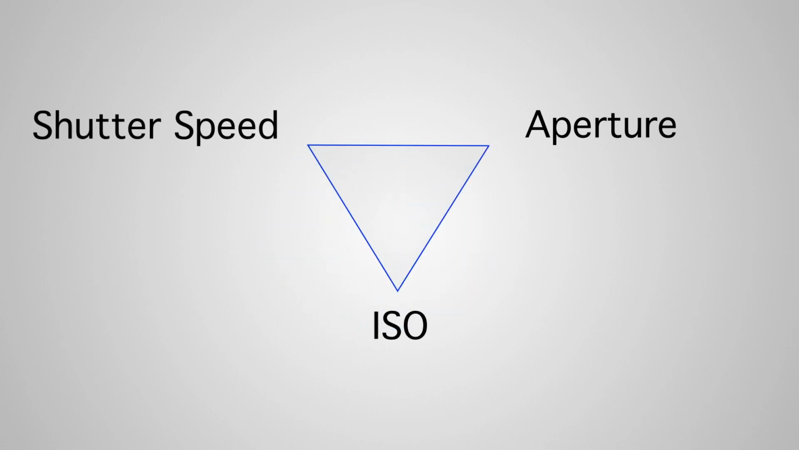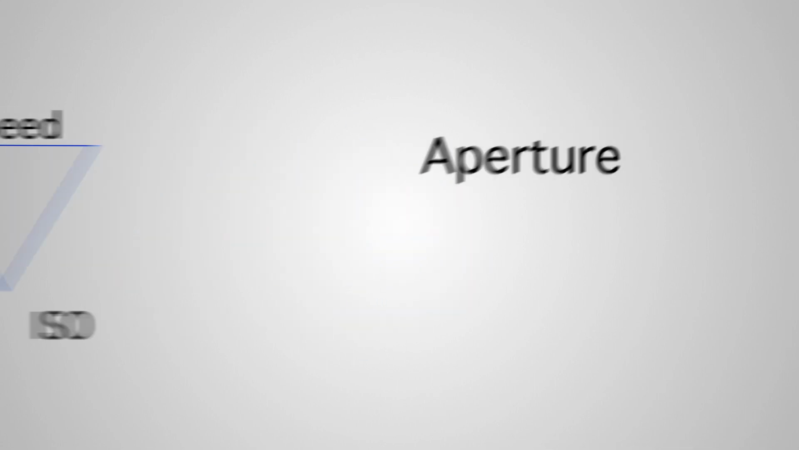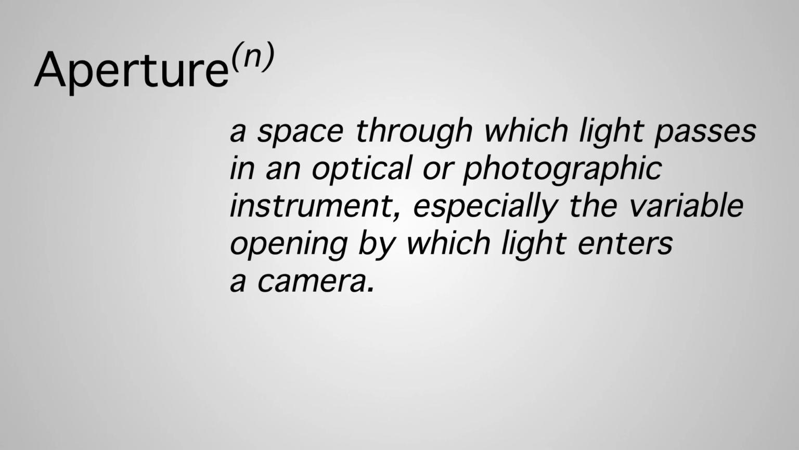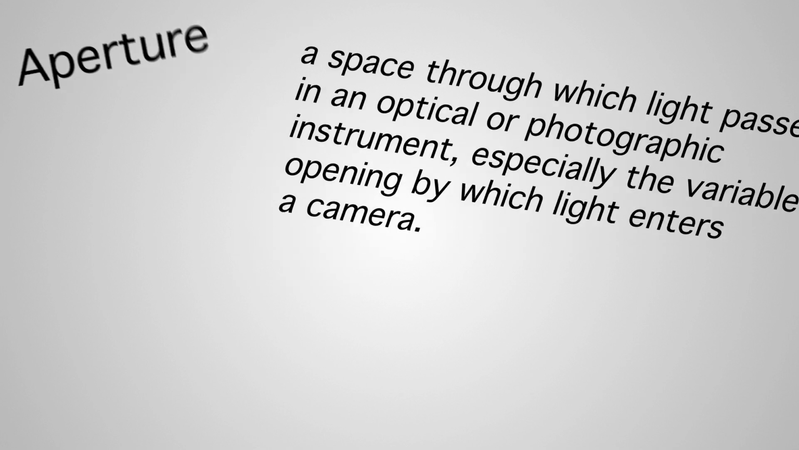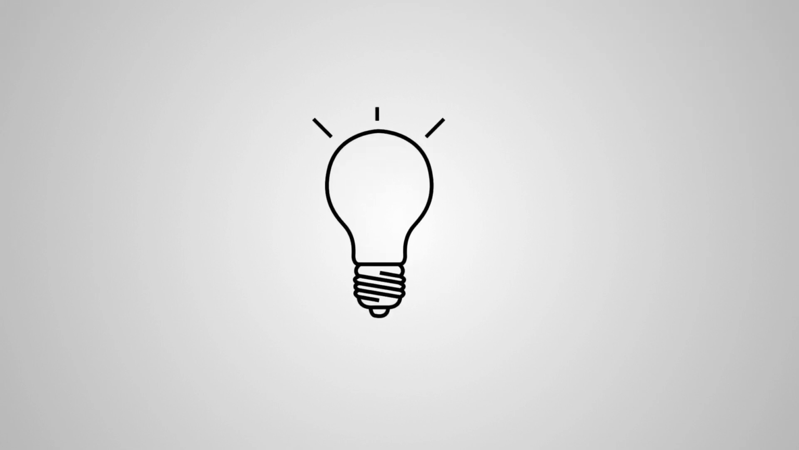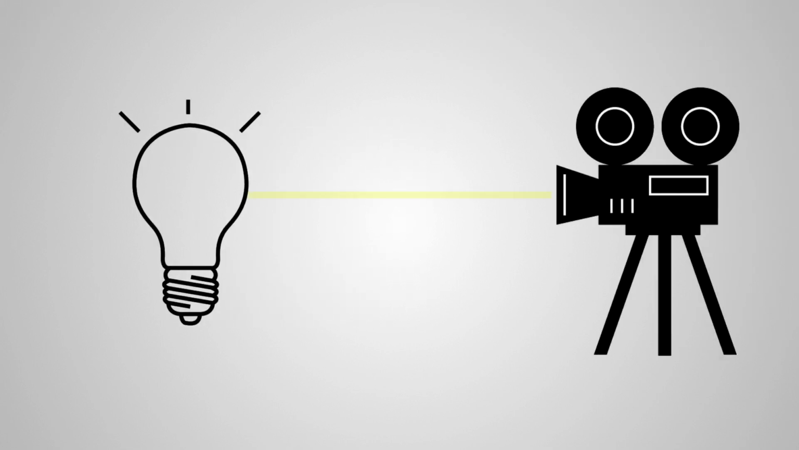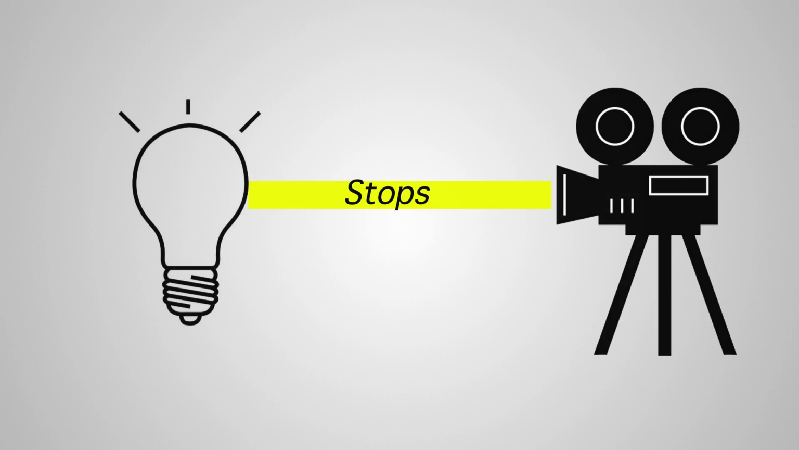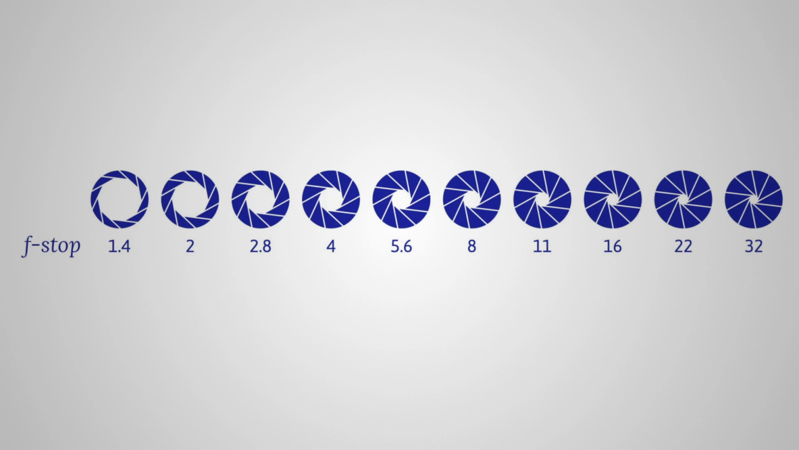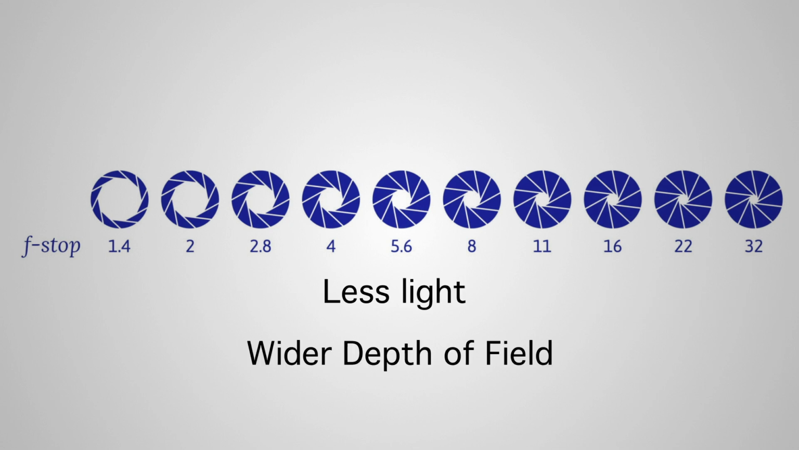To learn how to use all three of these, we need to know what they are. We'll start with aperture. The textbook definition of aperture is a space through which light passes in an optical or photographic instrument, especially the variable opening by which light enters a camera. To put it simply, it's how much light will be received by the camera. This is usually measured in f-stops. The typical range in f-stops goes from 1.4 to 32. Each increasing increment means that the lens diaphragm gets smaller, allowing less light and creating a wider depth of field.